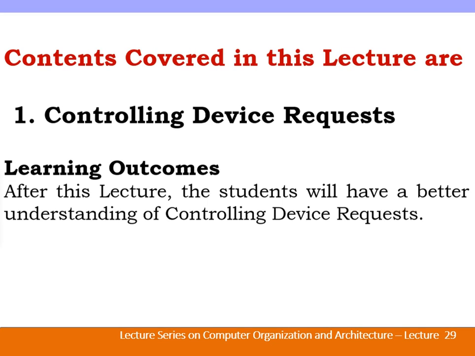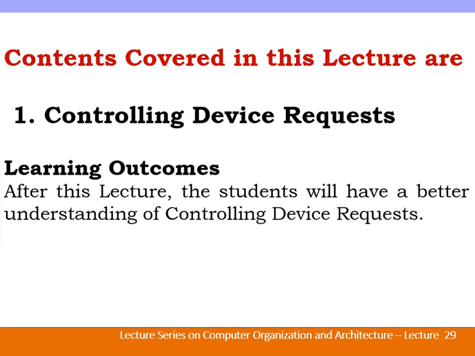Contents covered in this lecture are controlling device requests. In this lecture, the objective is to understand how multiple IO devices, when generating an interrupt request, need to be controlled. Whenever the devices are not involved in the program, those IO devices have to be ignored. Those things we are going to understand in this lecture.